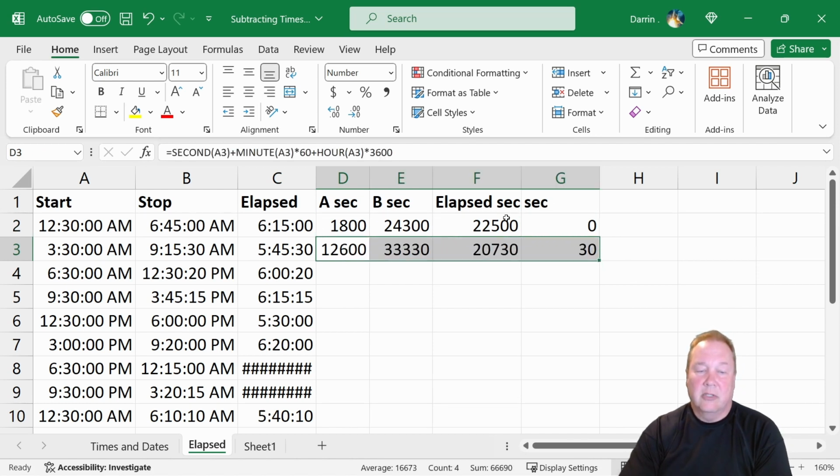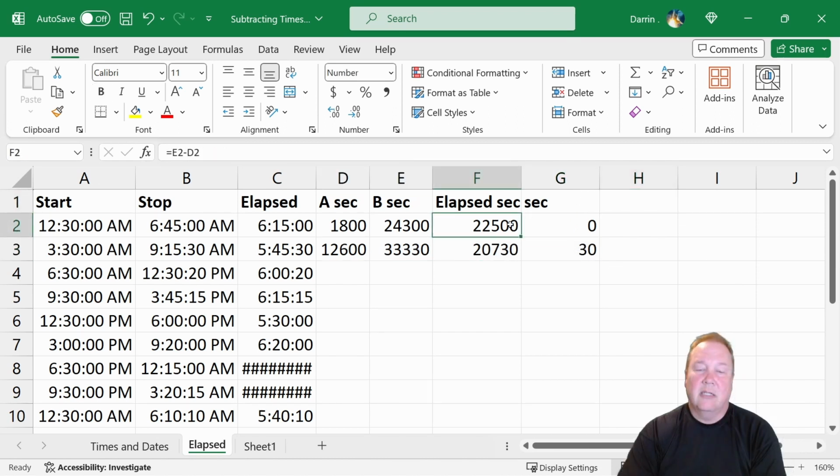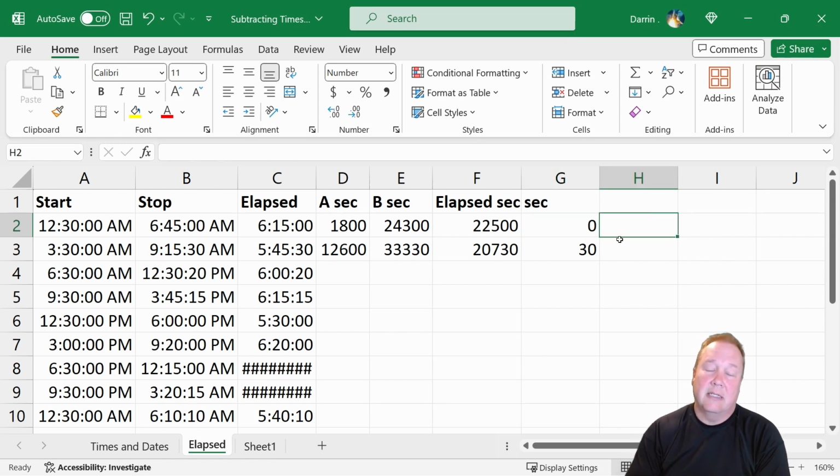Okay. So since this one had 30 seconds difference on it, that gives me 30 seconds. Okay, so over here in column F, I have the total elapsed seconds. In column G, I have the seconds part, the remainder part that's not even hours or minutes. So now what I need to do is get the part that is total elapsed minutes. So let's do this.